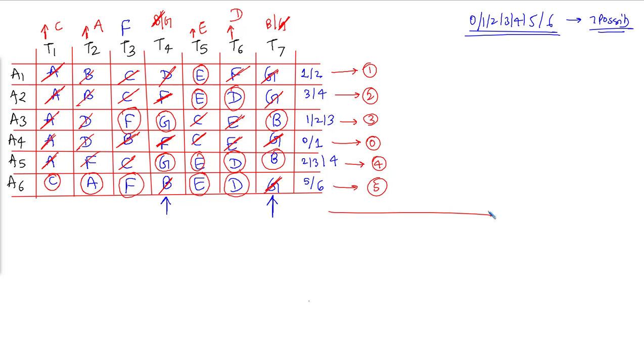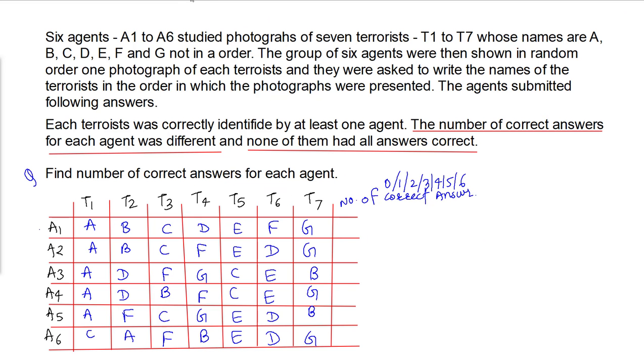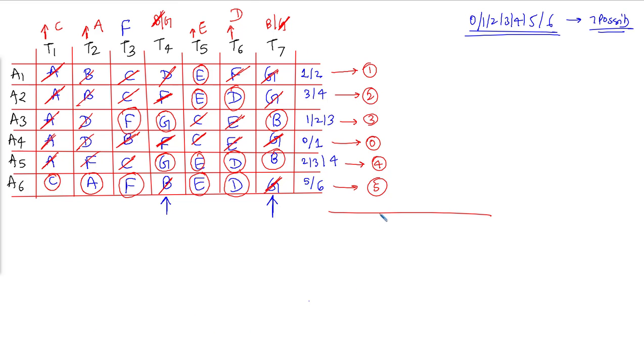The question says, find the number of correct answers for each agent. So the question is not asking to find the possible number of correct answers. By reading this question we come to know that there is going to be exactly one valid case, and this is that case. This is how we can solve this question.